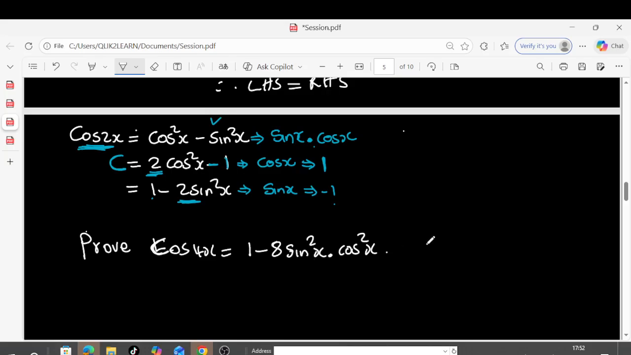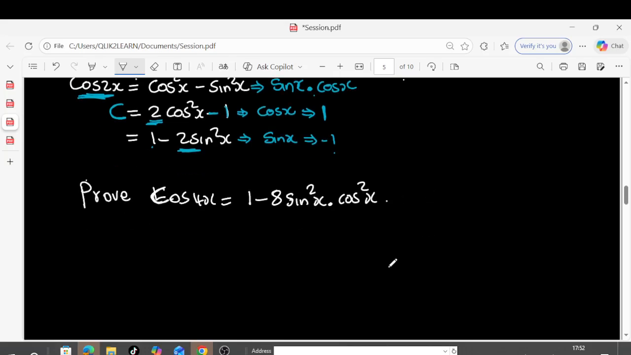So to prove this one, the first thing that you need to ask yourself is which side is more complicated, or which side can we work on? We chose the left hand side because we believe that the left hand side, the cos 4x, is the one that we can manipulate to get what we are looking for. I hope everyone is with me on that. So now look at this.